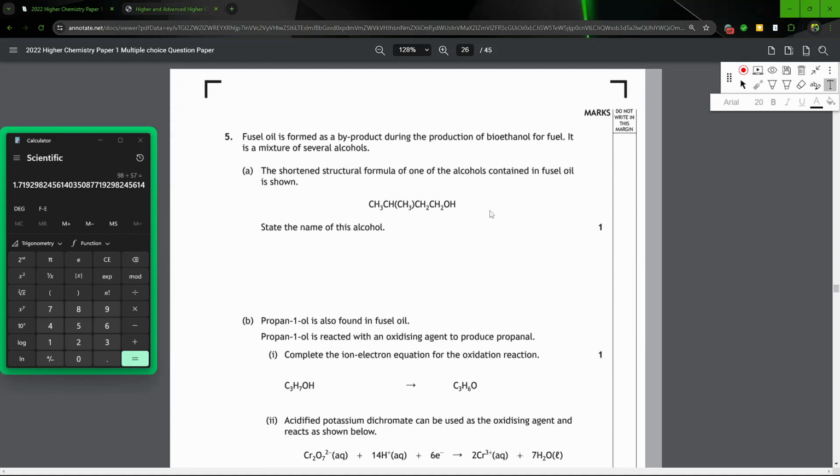Right, and we'll move on to 5. Fusel oil is formed as a byproduct during the production of bioethanol for fuel. It is a mixture of several alcohols. The shortened structural formula of one of the alcohols contained in fusel oil is shown. State the name of this alcohol.